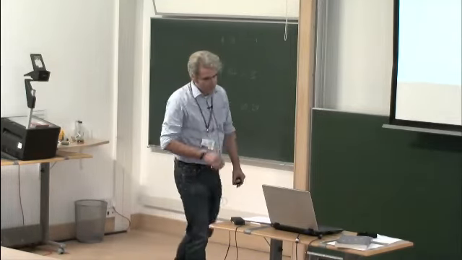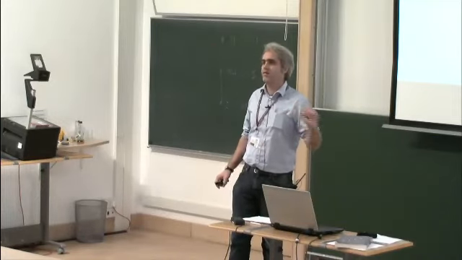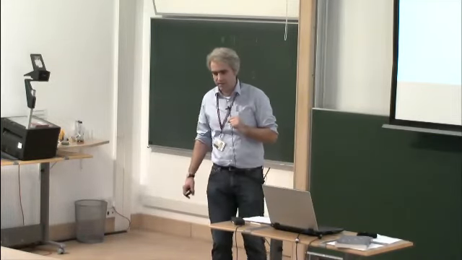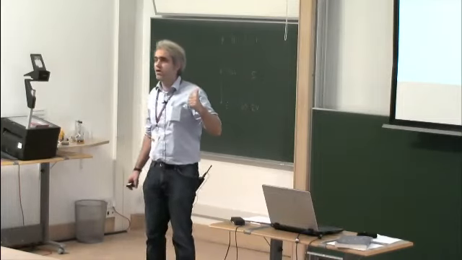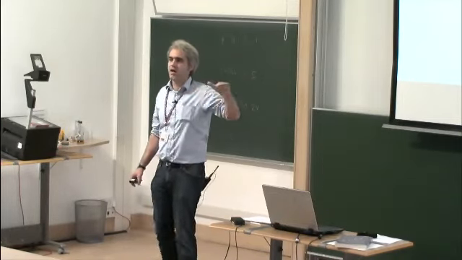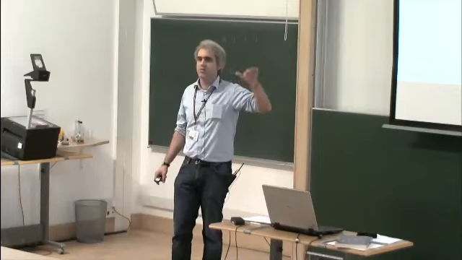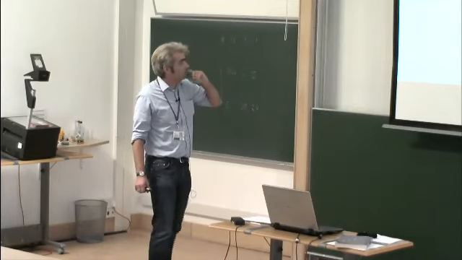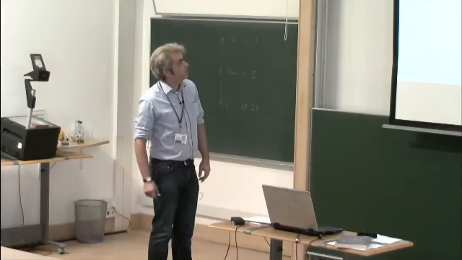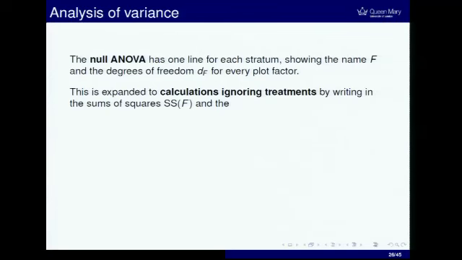So if we have an orthogonal design as defined on one of the slides, then we may come up with the null analysis of variance. That only involves the plot factors and has a line for each plot factor, and we only put the degrees of freedom calculated as those d values we saw in the theorem about decomposition. Then, by adding in the sums of squares, again computed from the Hasse diagram for the plot factors, we expand these into calculations ignoring treatments.